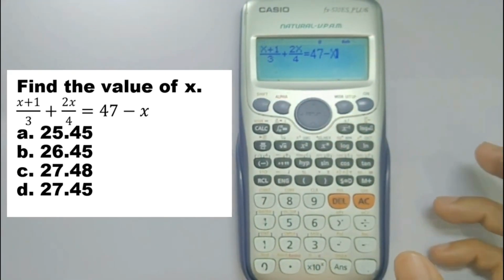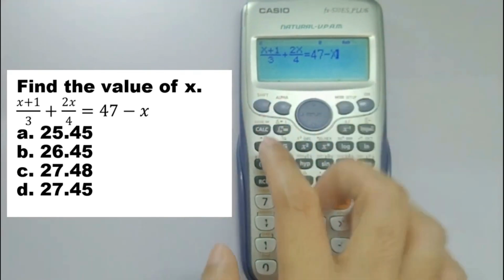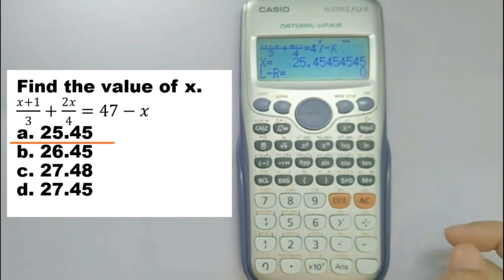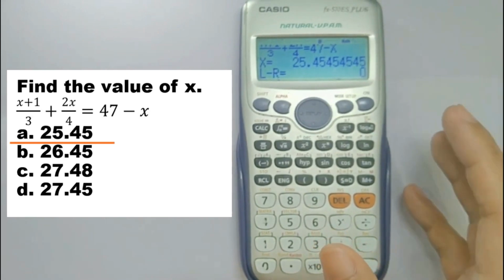After you input the equation, you need to press shift and CALC. Then just press equals. So the value for x is 25.45. That is the shift solve function. It allows you to solve for the value of a variable, one equation, one unknown, directly.